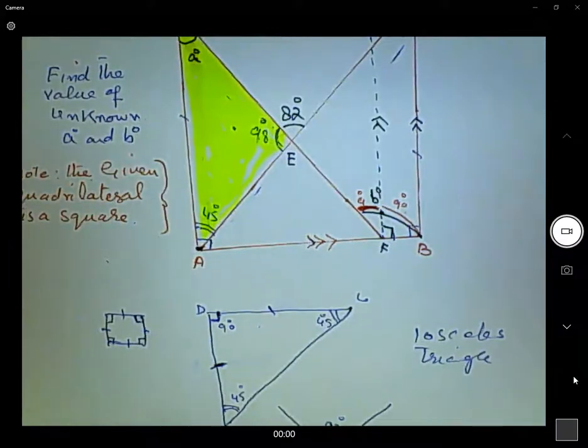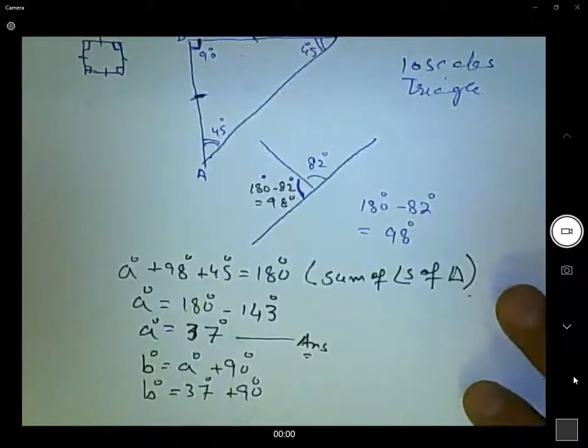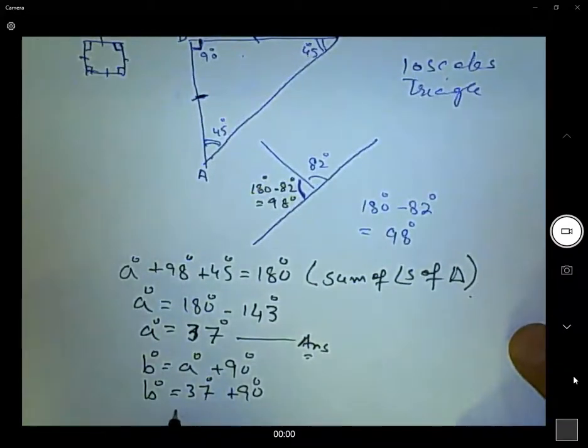B degree will be equal to A degree plus 90 degree. Now put the value of A, which you have already found, which is 37 degree, and here is 90 degree. When you add them, you will get 127. B degree will be equal to 127, and that is the second unknown value. Now you have found it. Thank you.